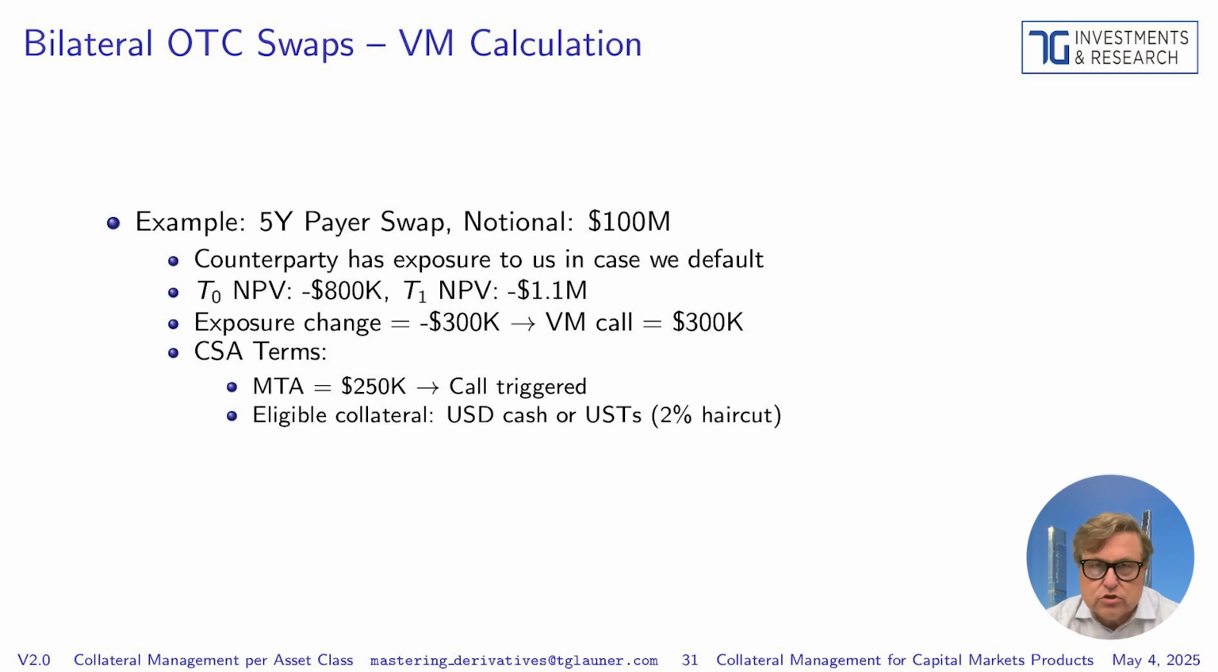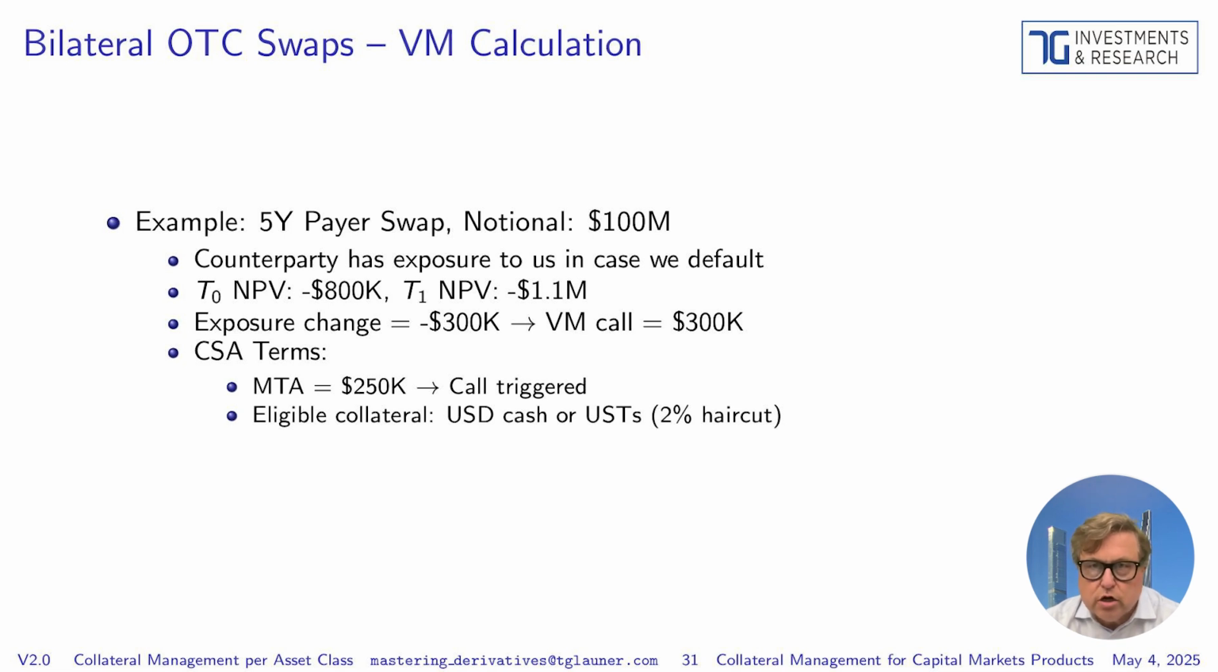In this slide, we focus on variation margin. We will illustrate how VM is calculated from one day to the next. The example given is a 5-year payer swap with a notional amount of $100 million. Initially, at time T0, the net present value is minus $800,000. So the counterparty is at risk for the value of that exposure. Of course, some of this exposure is already reduced by previous exchanges of variation margins and also initial margin, but we only focus now on VM from one day to the next.